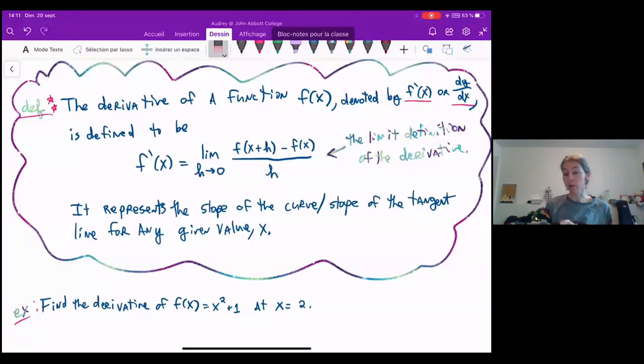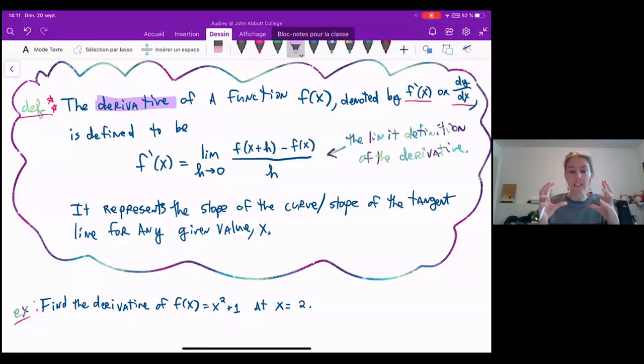Okay, so we've learned that the derivative, that's our new word, of a function f of x, which we denote by f prime of x, with a little apostrophe that we read as prime, or dy dx, and that's really to stress the fact that this is change in y over change in x. This represents the slope, and is defined to be the limit as h approaches 0 of f of x plus h minus f of x over h.